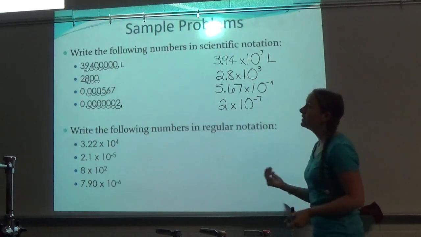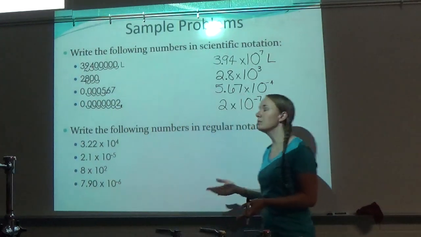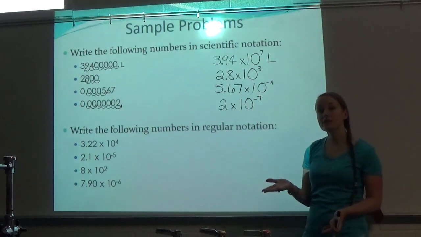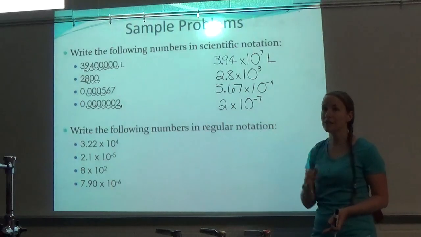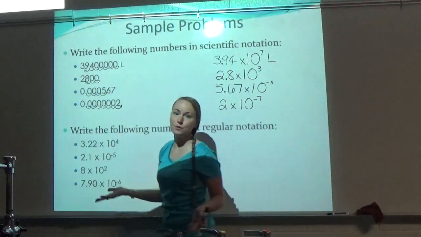A lot of people get confused and think that you can just count the zeros and that tells you what your exponent is, but you're not counting zeros, you're counting decimal places that you move. So you even need to count it if you're moving it past non-zero digits.